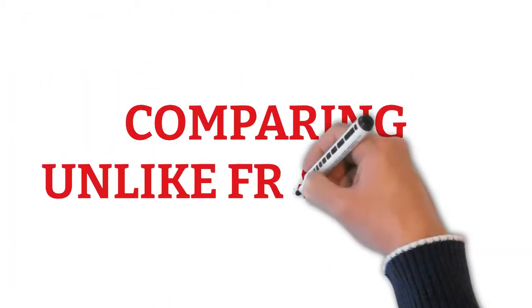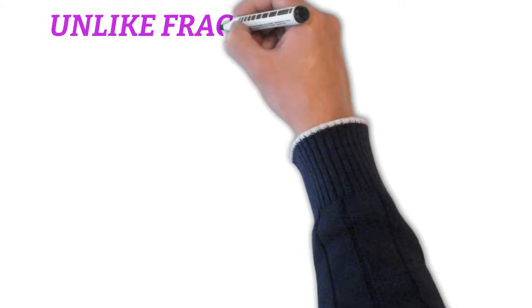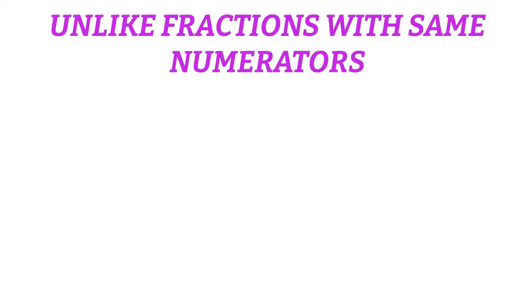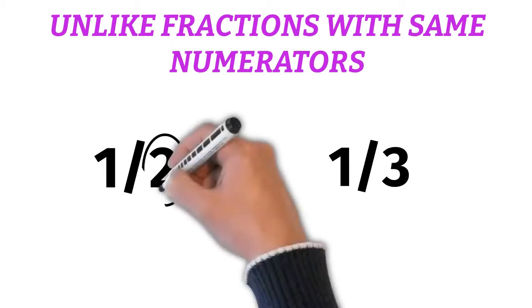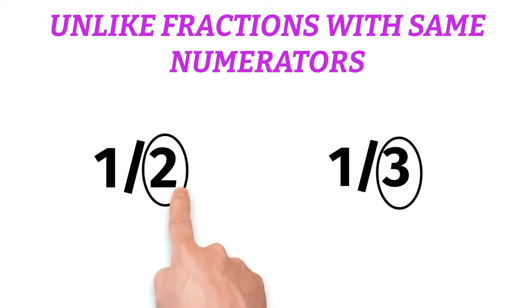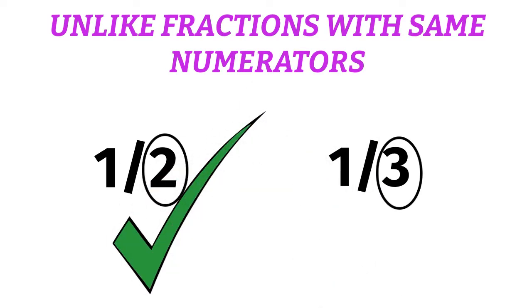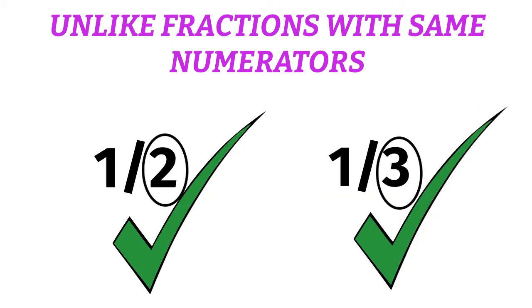Comparing unlike fractions. Unlike fractions have different denominators. First, let's compare two unlike fractions with same numerators. For example, 1 by 2 and 1 by 3. The fraction 1 by 2 has the denominator 2 and 1 by 3 has denominator 3. It implies that in 1 by 2 the whole or 1 is divided into 2 equal parts, and in 1 by 3 the whole or 1 is divided into 3 equal parts, and in both these cases one part is taken.